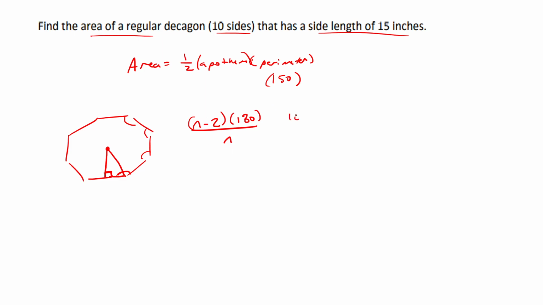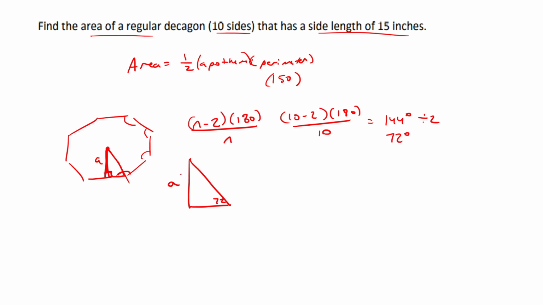So let's do that. 10 minus 2 times 180 divided by 10. And so you punch that in, 8 times 180, and you end up getting 144. But then you're going to cut that in half. Right, so you're splitting that angle in half, so you get 72 degrees. All right, so now let's look at that right triangle. So this is 72. The apothem is this distance here, so I'll call that A.